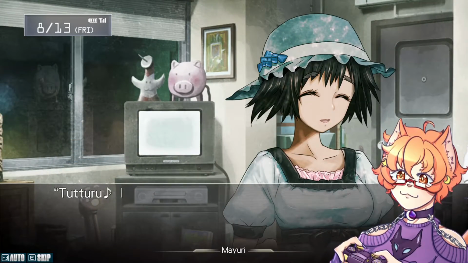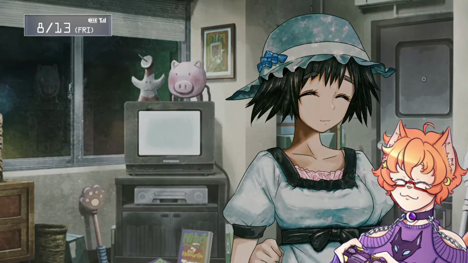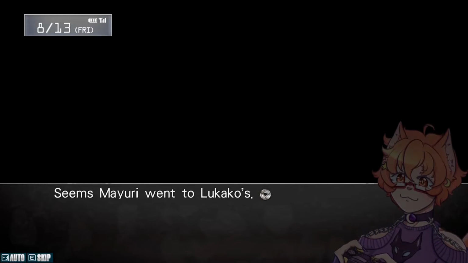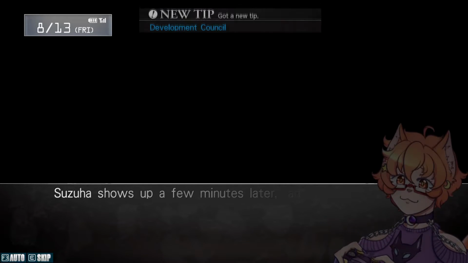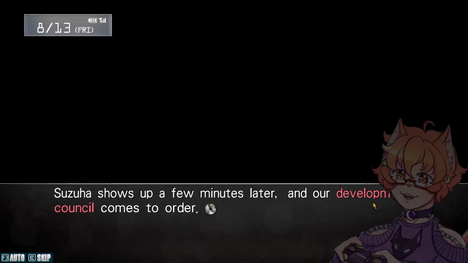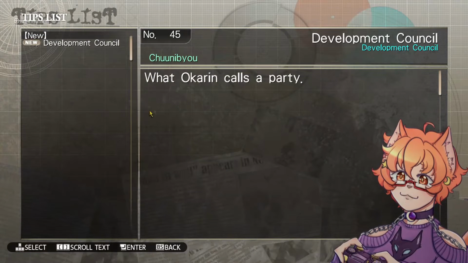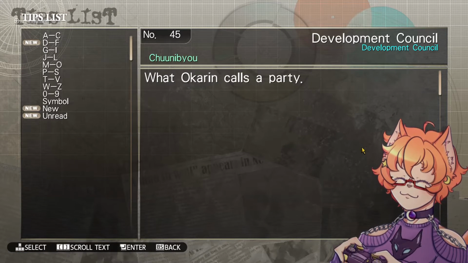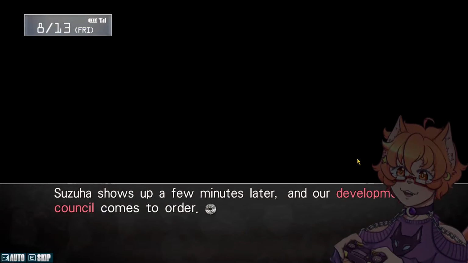Mayuri! I'm back! Seems like Mayuri went to Lukiko's. Suzuha shows up a few minutes later and our development council comes to order. Development council? What Okarin calls a party. Thank you, translation.